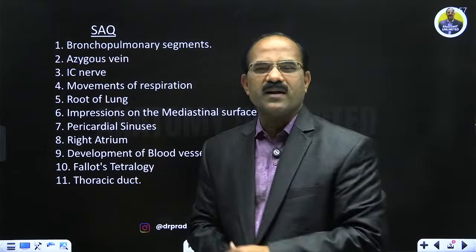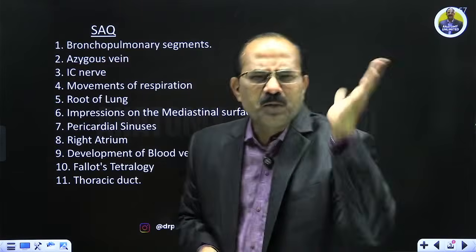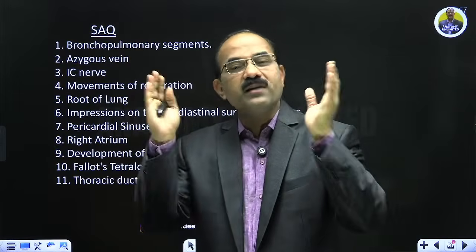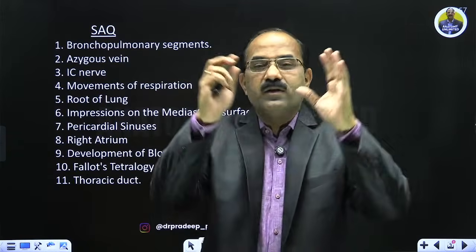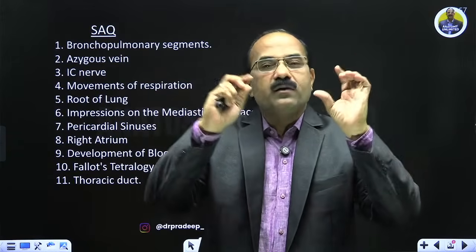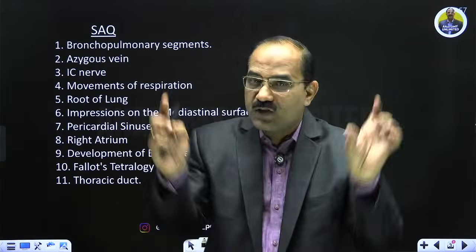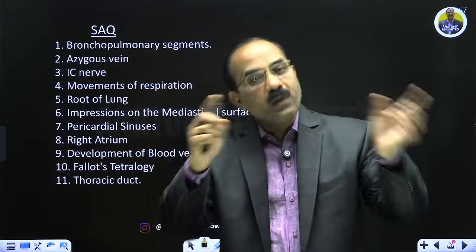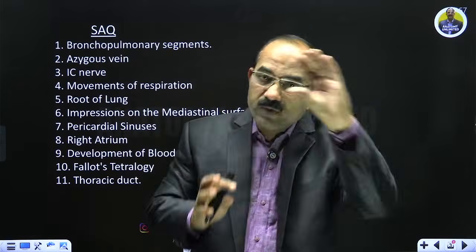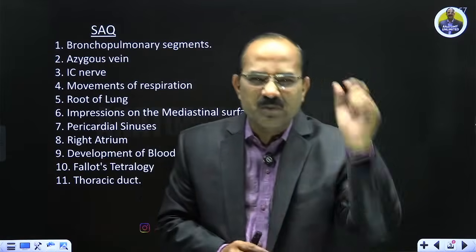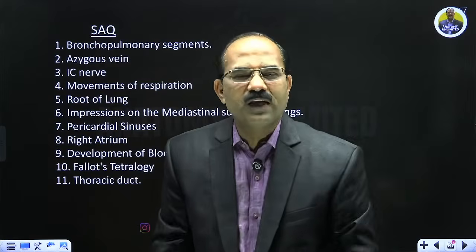चलो let us start. So as far as SAQs are concerned, very important topic, bronchopulmonary segments. You have to write about the right lung, left lung, the lobes, fissures. You have to write about the bronchopulmonary segments in each lung, the clinical importance of the bronchopulmonary segments, what is the one which helps you to define a bronchopulmonary segment. That's the pulmonary vein. If you trace the pulmonary vein, you can define a bronchopulmonary segment.